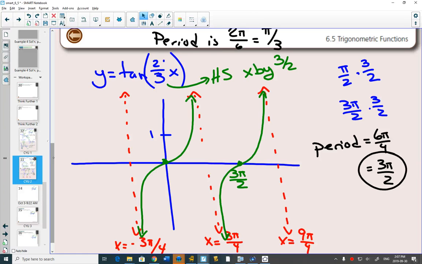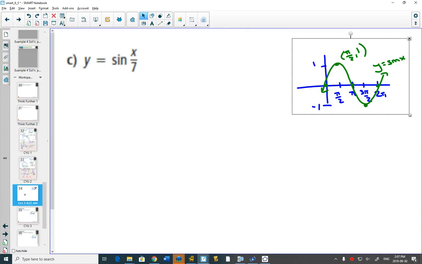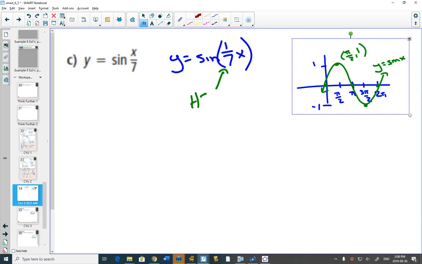Finally, the last example, looking at y equals sine of x over 7. You could think of this as x divided by 7 as 1/7 x. And so now the value in front, this is going to be a horizontal stretch. We would multiply our x values by 7. Remember, all of your horizontal stretches and compressions are the reciprocal.